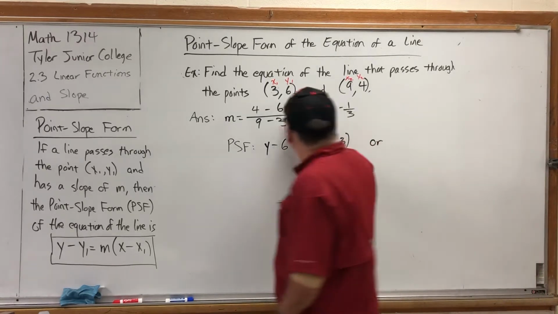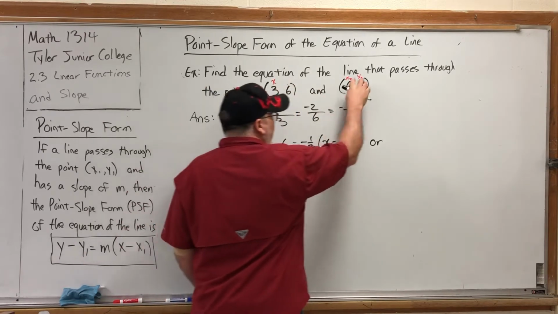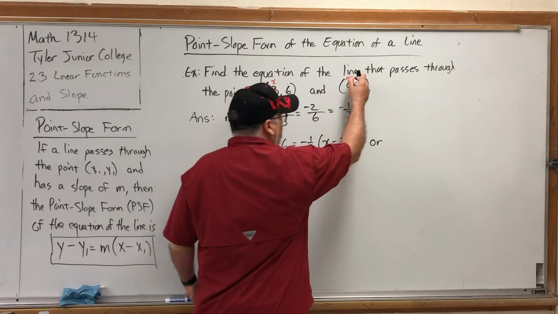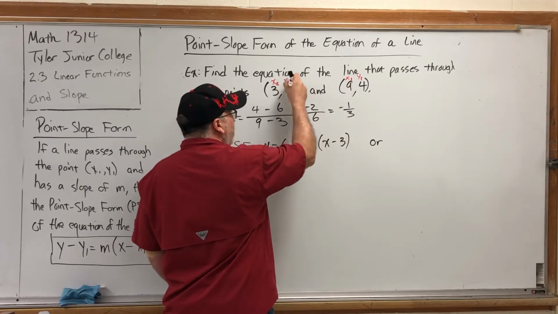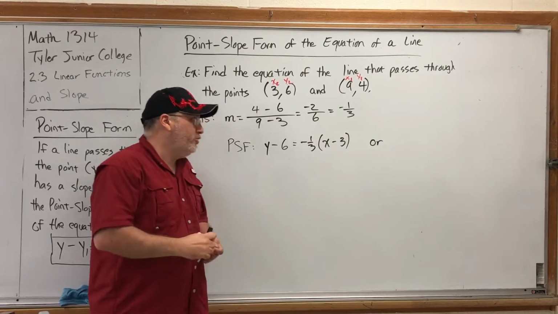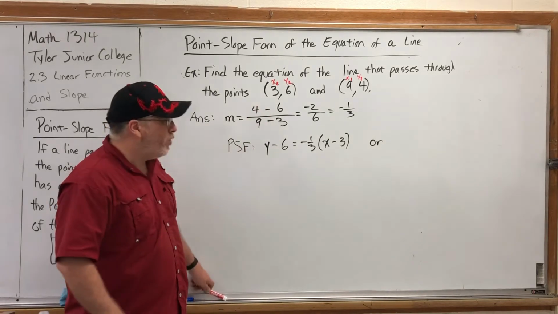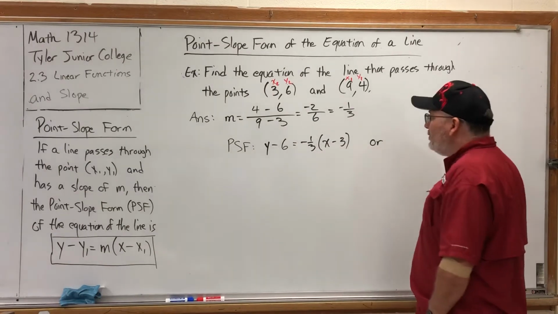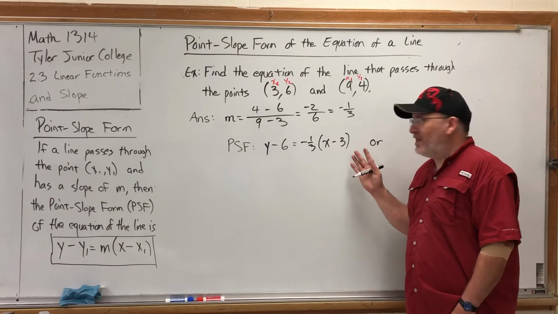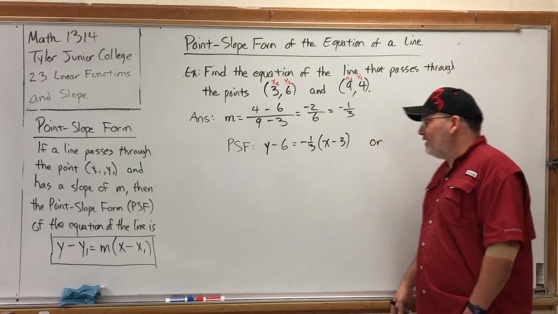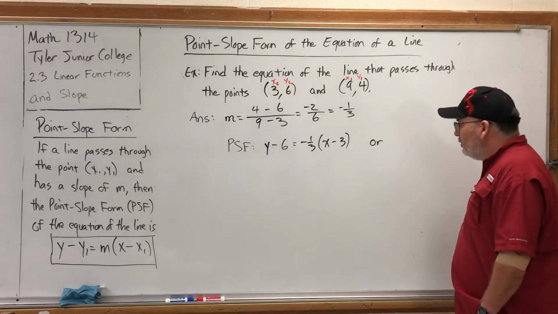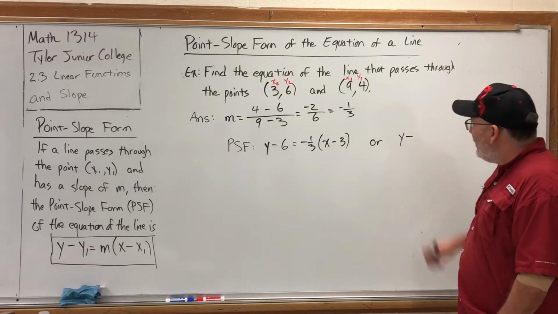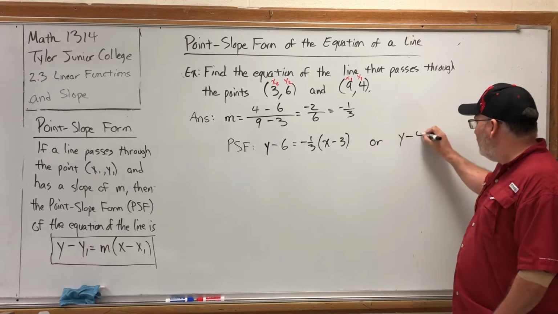In other words, if we had, for whatever reason, called (9, 4) x1, y1, and (3, 6) x2, y2, either just because we're being contrary or because the points were written in the reverse order, what would have happened? Well, we already mentioned that the slope would have come out to be the same. If you don't believe me, recalculate it and go, hey, he's right. But the point-slope form wouldn't, because now it would be y minus y1, which we're calling 4.